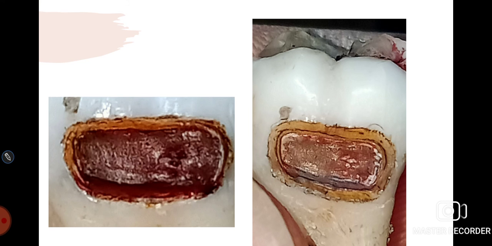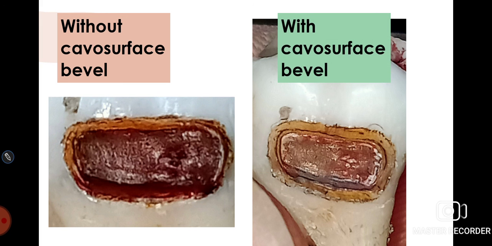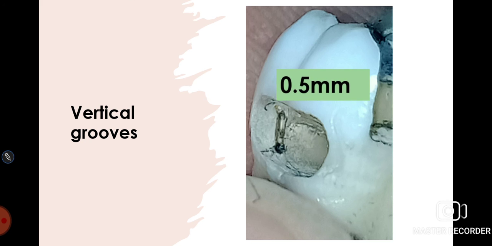Here again the cavo surface bevel is given all around. Here we have two preparations, without the cavo surface bevel, while this is made with the cavo surface bevel. Vertical grooves are given on the mesial and the distal walls of the preparation. These are of 0.5 millimeter.